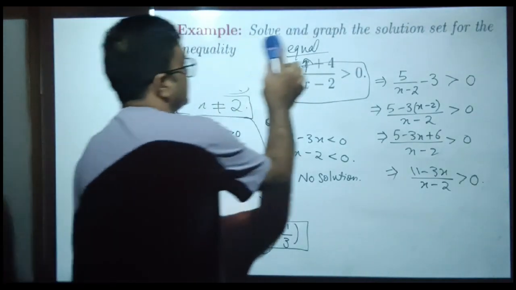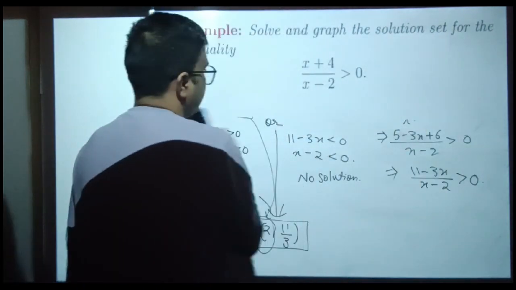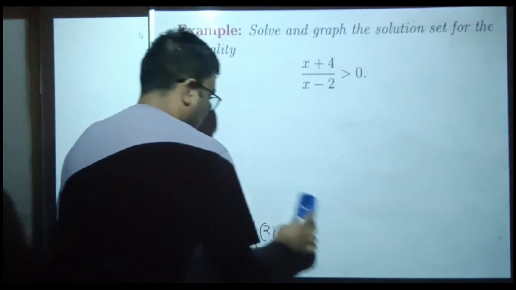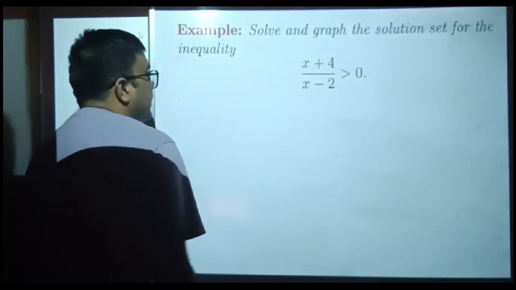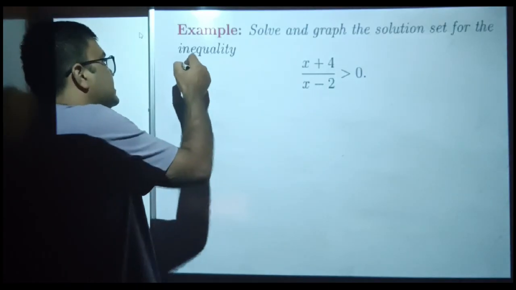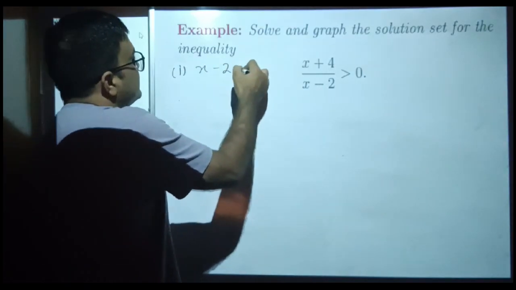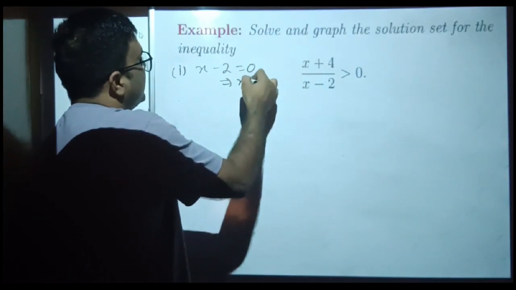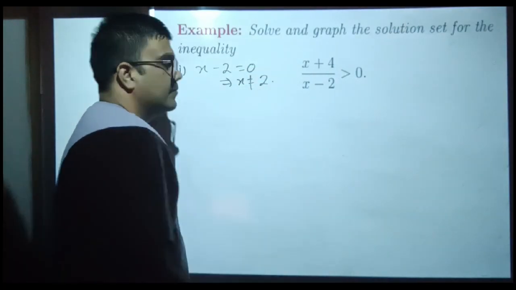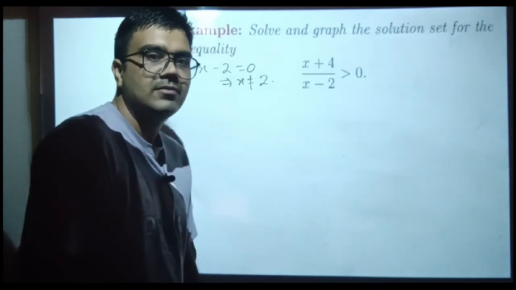Let's solve another similar problem. We are saying (x plus 4) over x minus 2 is greater than 0. First condition, equate the denominator to 0, you will obtain x is not equal to 2.